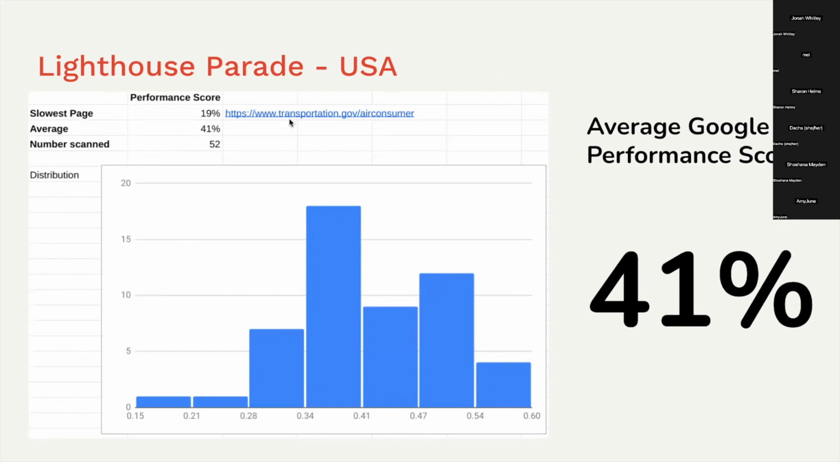And finally, we've got the transportation.gov website, and their average score was just 41%. This is out of 100, just to make it clear that Google Lighthouse scores out of 100. This was the most disappointing of the 3 websites that we looked at from the U.S. government. And again, it's quite a distribution, from the slowest, like the air consumer page, only hitting a grade of 19 out of 100, which is really quite dismal. And not getting a page over 60 is again not a good sign, given that this has been in existence for a long time.